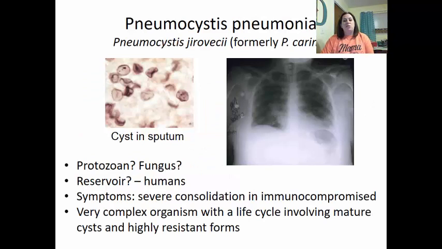Pneumococcal pneumonia is going to be caused by what used to be known as Pneumocystis carinii, but is now known as Pneumocystis jirovecii. We can find cysts in the sputum, and chest x-rays also need to be done with this. The problem here is whether it is a protozoan or a fungus. We also don't know if the reservoir is in humans or something else. The symptoms cause severe consolidation in the immunocompromised. It's a very complex organism with a life cycle involving mature cysts and highly resistant forms, which is what causes us to be a little confused about what it actually is. With DNA analysis, we feel it's probably more on the fungus side. However, more research is going to be done.